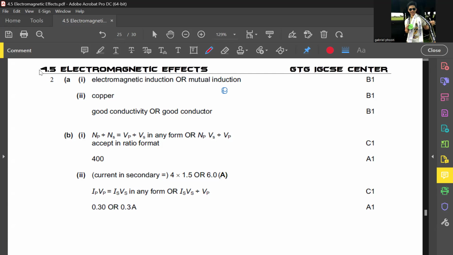I want to highlight one more thing for those who wrote 0.3. Once again, I want to emphasize that your IGCSE requires two significant figures. While sometimes this is acceptable, most of the time minimum two significant figures must be used. Unless you're trying to gamble with it, then good luck, all the best.